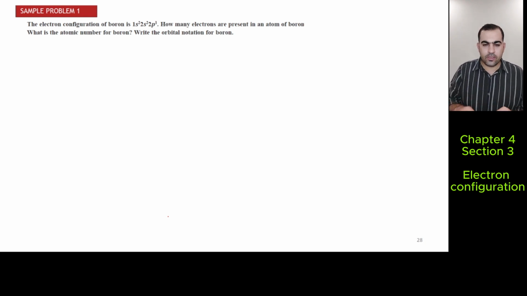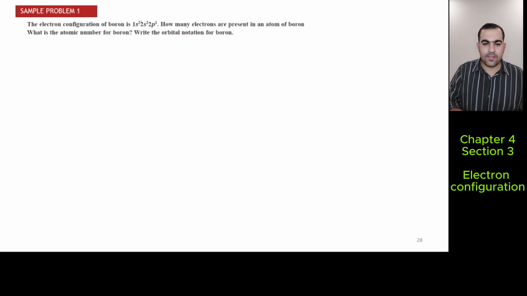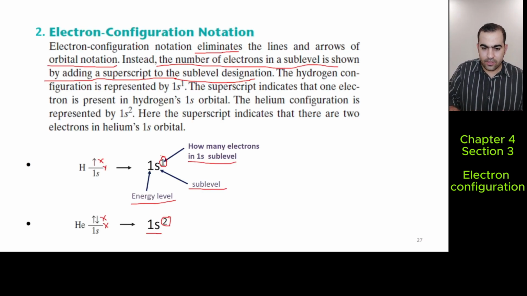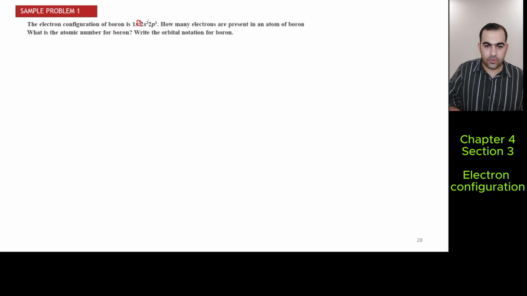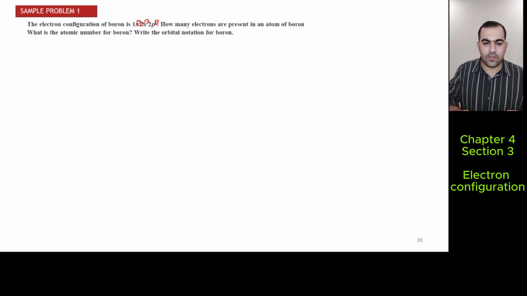The number of electrons equals the number of superscripts added together. These exponents, or superscripts, represent the number of electrons in each sublevel, like the electrons in the 1s sublevel. So 2 plus 2 plus 1 equals what? 5. So 5 is the number of electrons in boron. What about the atomic number? The atomic number and electron number are the same, so the atomic number also equals 5. Here it says write the orbital notation.